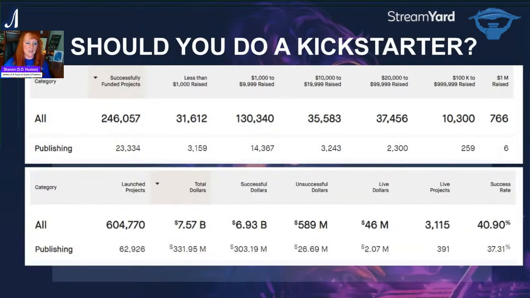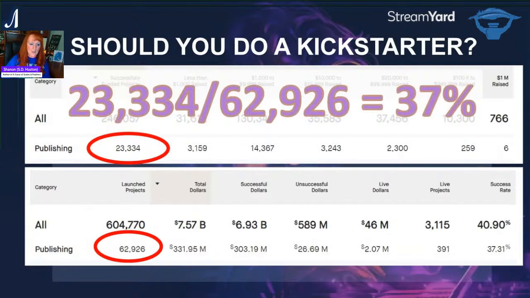And then I also like to look at this one here. Of the launch projects, this is how many have been launched compared to what was successful. So of publishing, 23,000 plus have been successful, but overall almost 63,000 have been launched. So the actual success rate for publishers on Kickstarter is around 37%, which is lower than the average of 40.7%. So just keep that in mind.